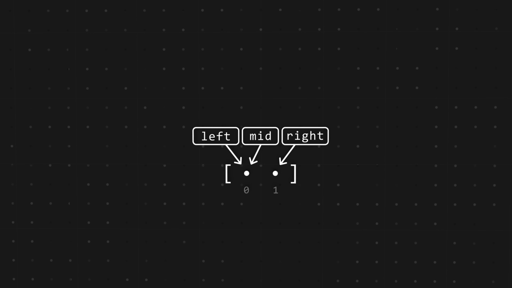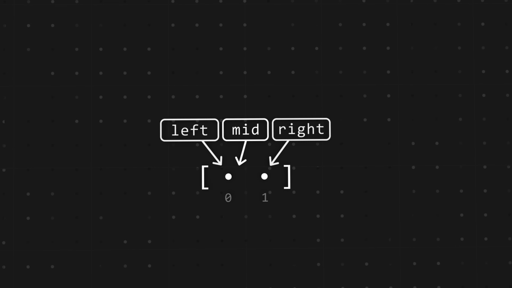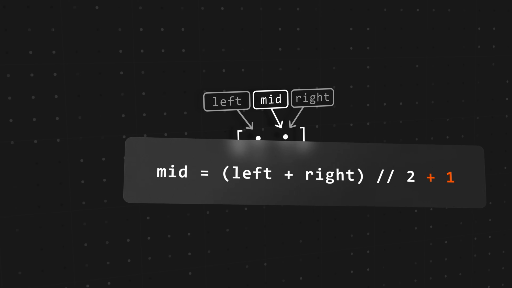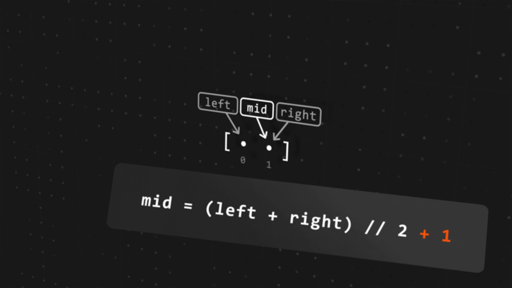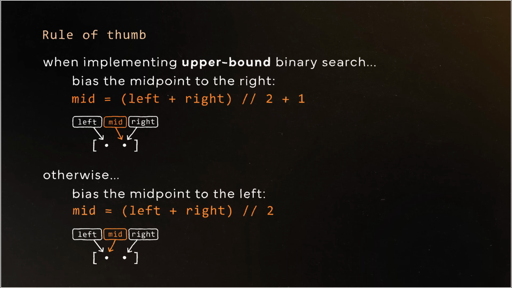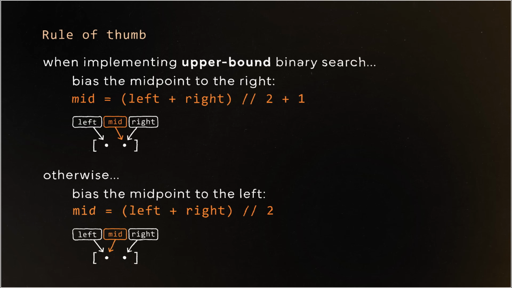How can we avoid this? The way I like to do this is to bias the mid pointer to the right whenever this happens. We can just do this by adding 1 to our mid pointer calculation, effectively biasing it to the right. A useful rule of thumb here is that whenever we're doing upper bound binary search, we bias the mid pointer to the right, whereas in most other binary search cases, we can just keep the midpoint calculation as is.